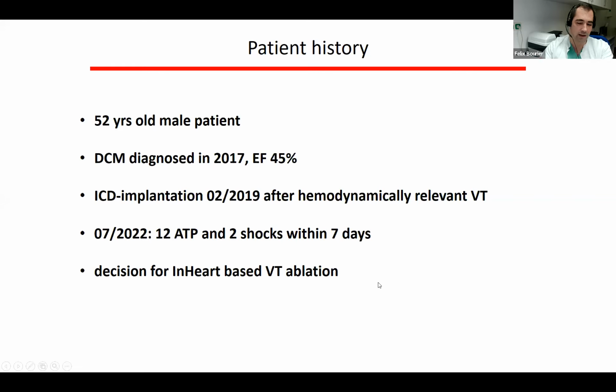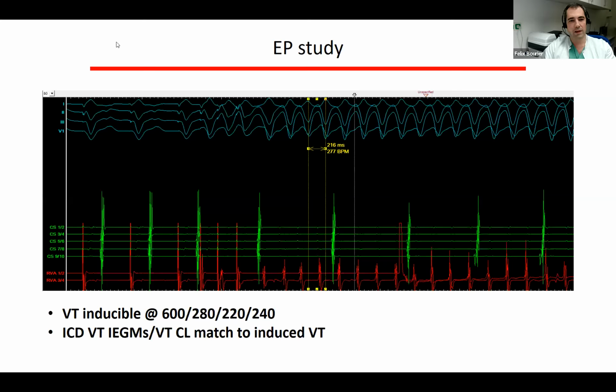And as you will see in the later slides, we now go early for an inHEART-based approach. Let me share this approach with you. In the very beginning of the procedure, this is, I think, what all of us do: we do a programmed ventricular stimulation. And in this case, the VT was inducible with 3 extra stimuli.